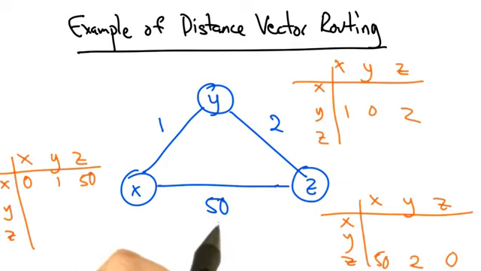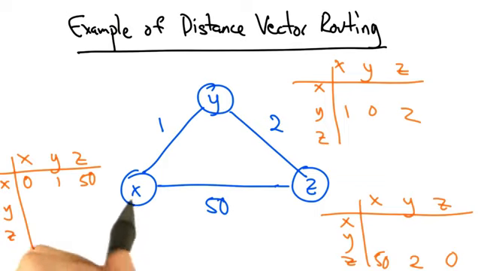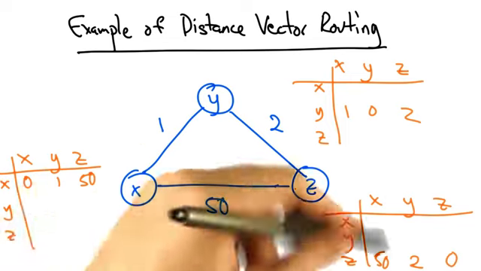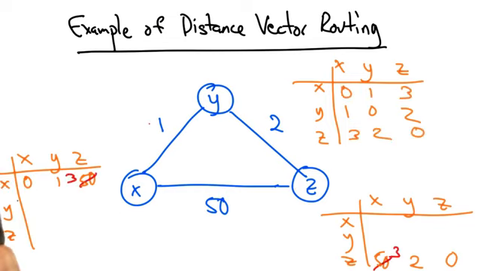Let's look at a different example. So for the sake of illustration, I've increased the cost between x and z to 50. And now everyone starts with a different set of initial distance vectors. Now eventually, after running the distance vector protocol, we would see the tables converge as such.